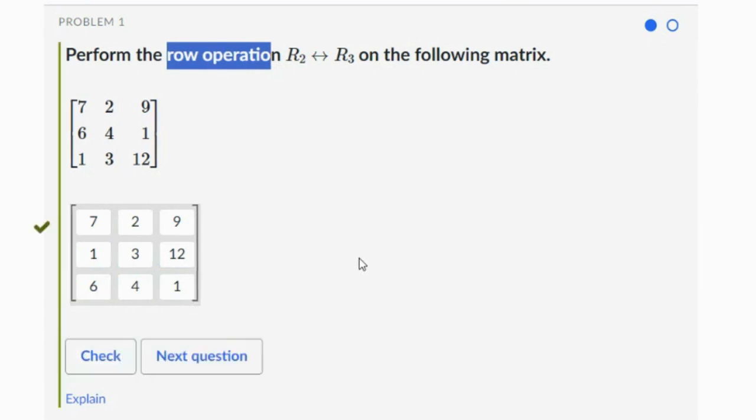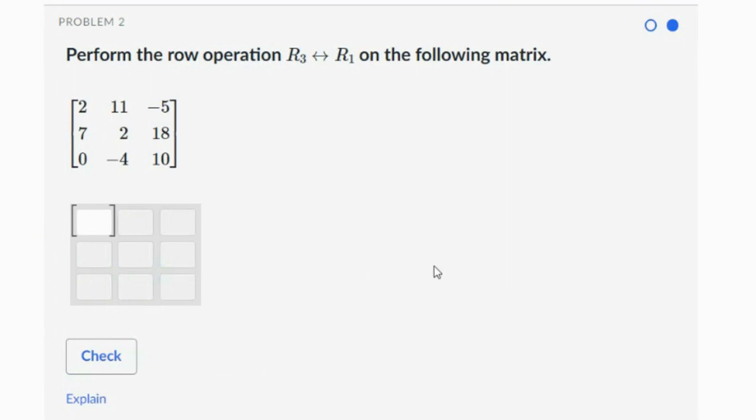Good job. Next question. All right, how about this one? Perform the row operation R3, double arrow, R1. What are we going to put on the first row?